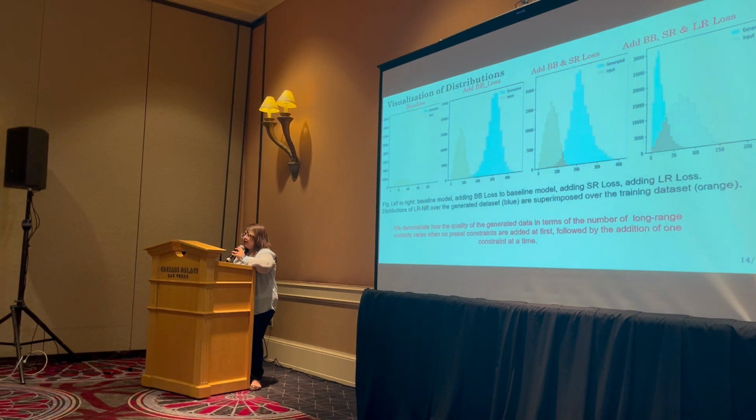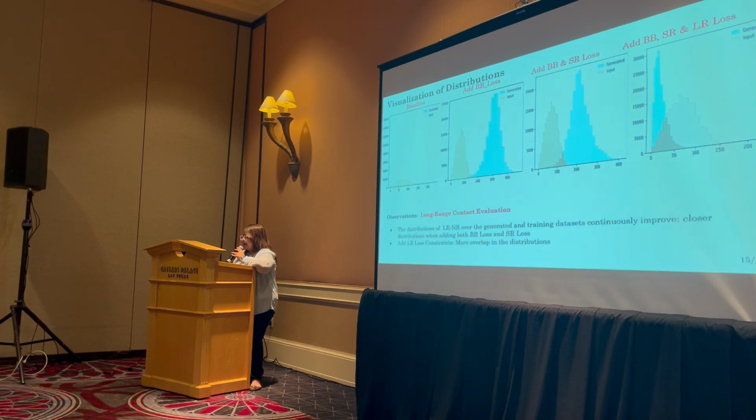And here are some visualizations of the distribution. I'm showing just the long range only, and you can see the mapping of the generated data set in blue and the training data set in orange. We can see that as we gradually add the constraint, there is more overlap between the distribution of the training data set and the generated data set.